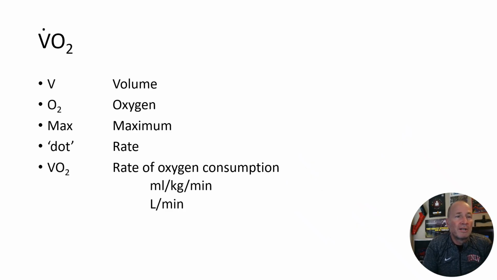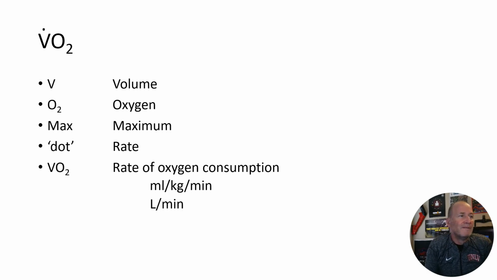I do want to bring up VO2, because this is a very common metric that is used in evaluating the aerobic metabolic pathway. Now, I put VO2 with a little dot over the V. When I put that dot over the V, that's actually a physics notation to indicate rate, or how fast something's happening. In this case, the V represents volume, the O2 represents oxygen. Oh, where's my max?